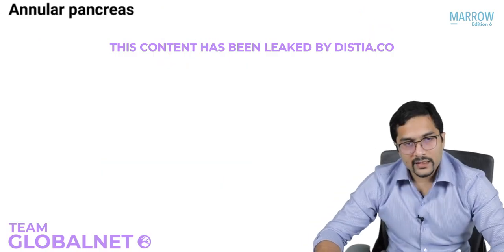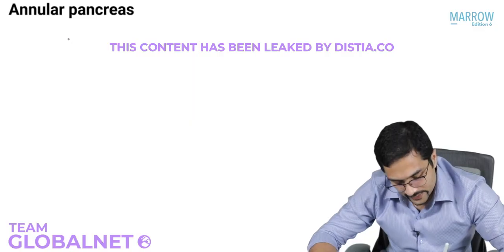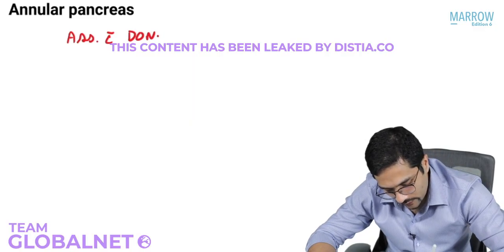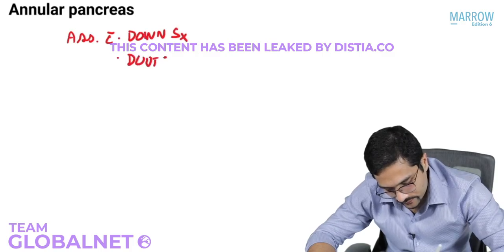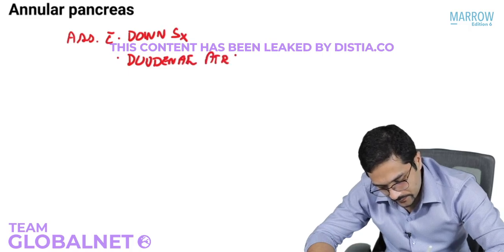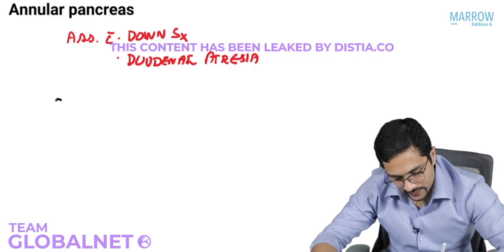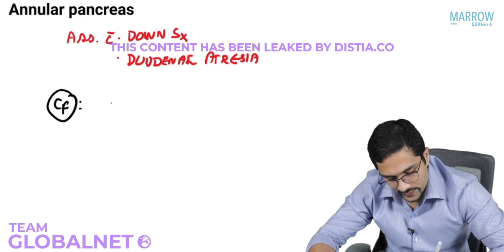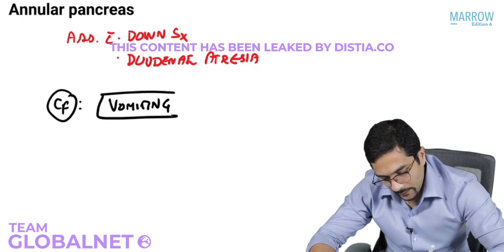Now, in annular pancreas, the second part of the duodenum is encased, and this can be associated with Down syndrome. It can be associated with duodenal atresia as well. Now, the clinical features of patients with annular pancreas: we know the second part of the duodenum is encased. So this is going to give rise to vomiting. There's going to be obstruction, so there's going to be vomiting.